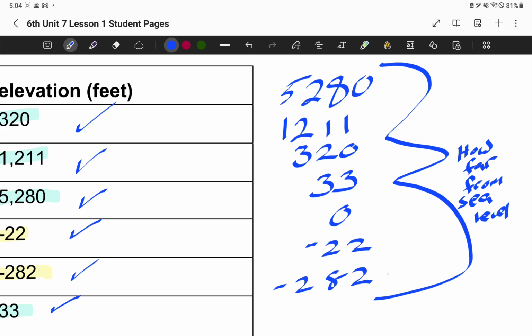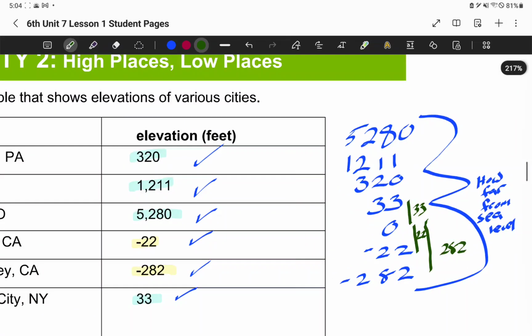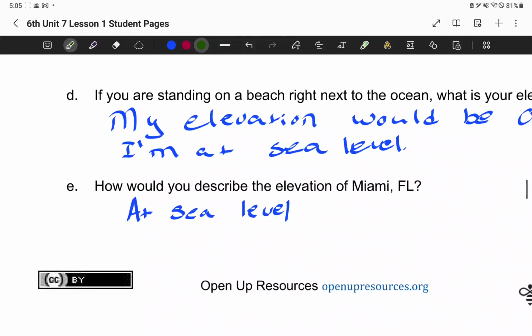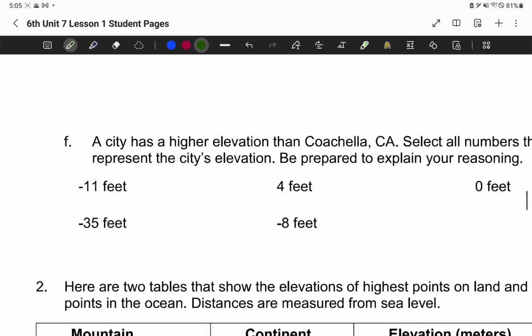So, from here to here is 282 feet. That's 282 feet from sea level. That's 22 feet from sea level. 33 feet from sea level. And so forth. So the farther away you get, then the larger the number is. So if we're talking about Coachella, that's 22 feet from sea level. So this one is less than 22 feet from sea level.